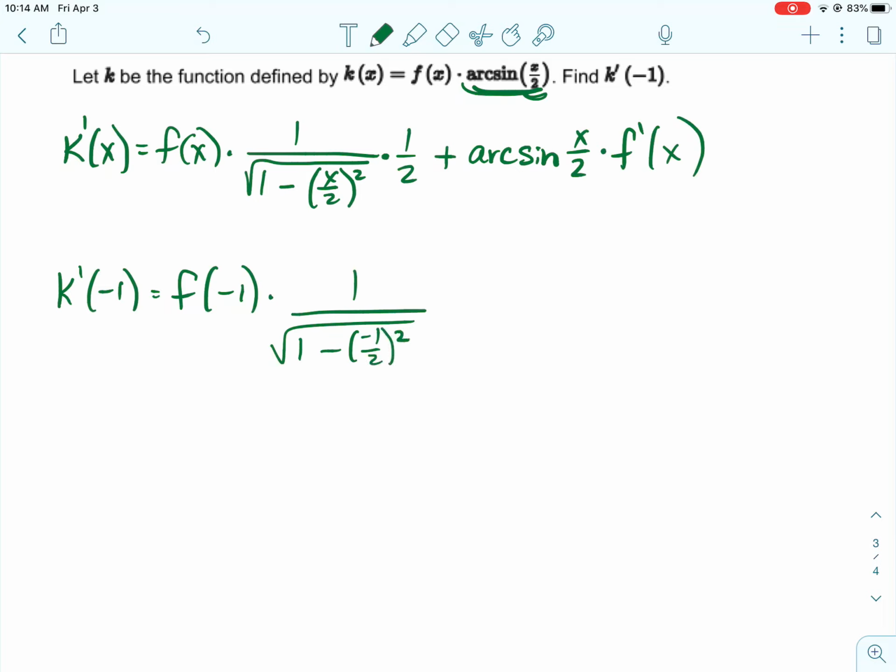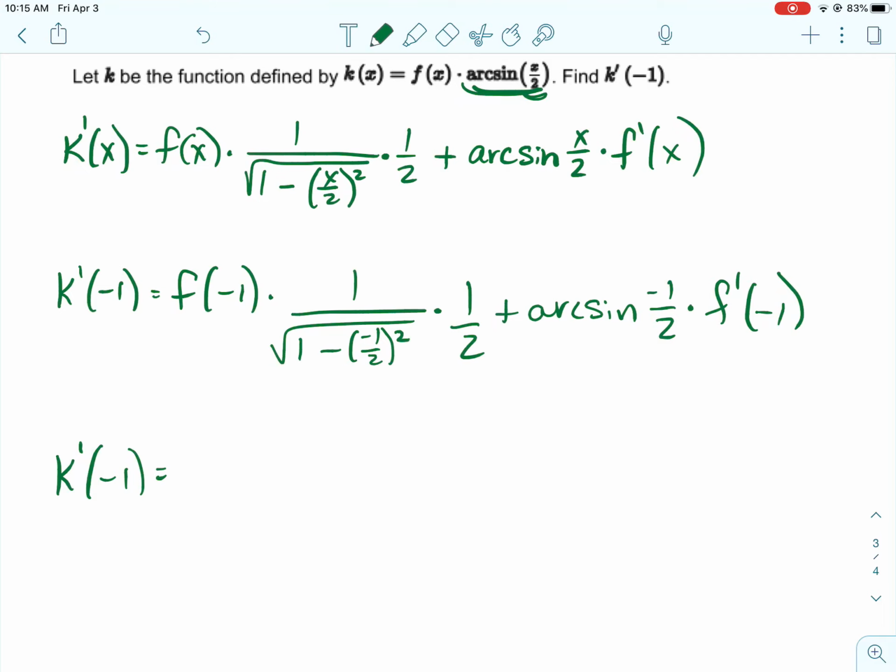So all of our x's, we will make -1. Whoops. I'm starting to lose it. All right.